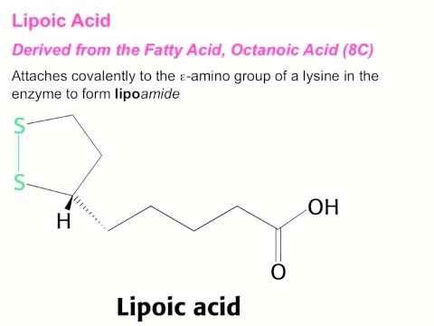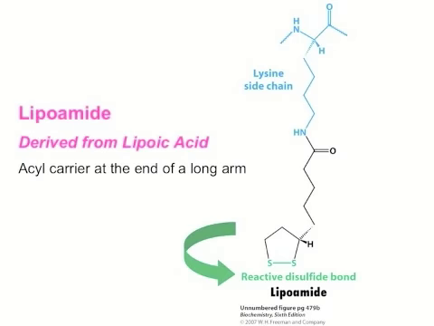Now this is long enough, but when you add something like this to a long amino acid side chain like lysine, you extend the reach of this functional group, the disulfide bridge. This is lipoamide. At the top of the page, we can see the lysine side chain, and lipoic acid is attached to the epsilon amino group to form lipoamide. Now the acyl carrier is actually the reactive disulfide bond at the end.